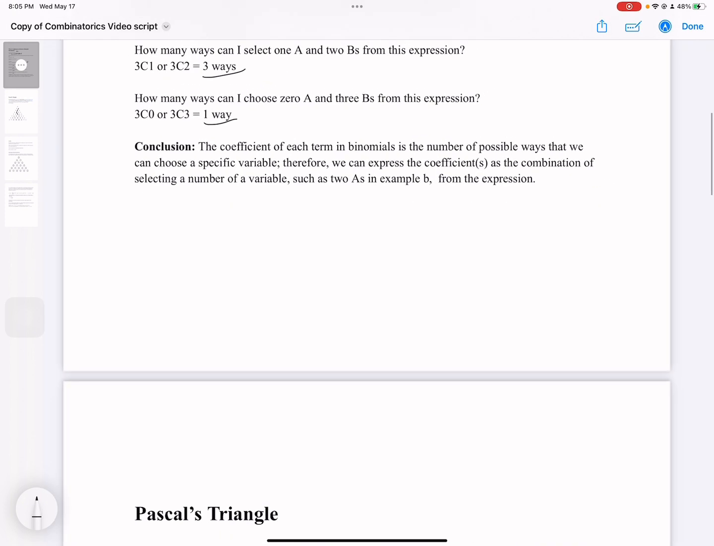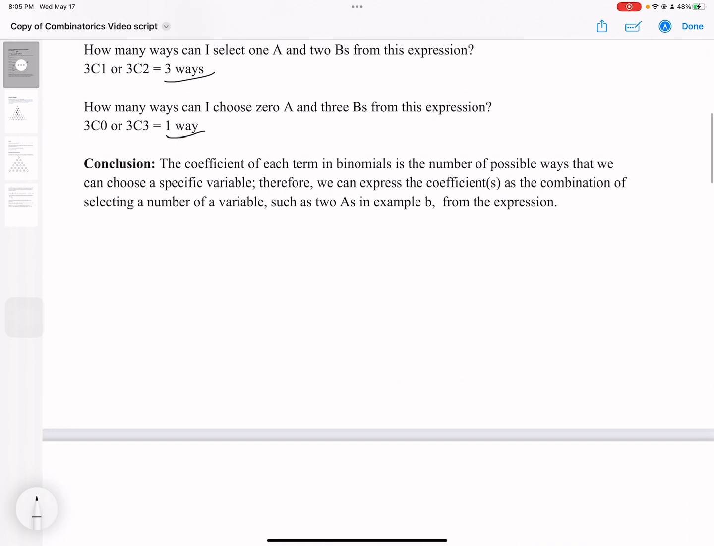So here is the conclusion. The coefficient of each term in a binomial is the number of possible ways that we can choose a specific variable. Therefore, we can express the coefficients as a combination of selecting a number of variables, such as 2 a's in example b, from the expression.